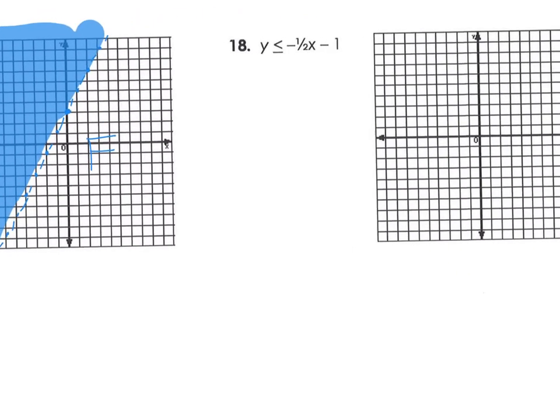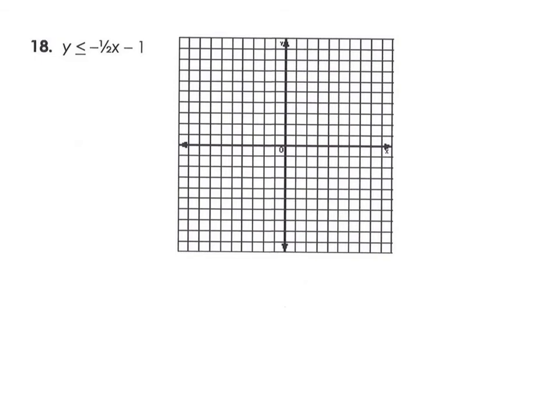Let's take a look at number 18. Number 18 is also already in slope-intercept form. I'm going to start by putting my y-intercept, which is right here, as negative 1. And then I'm going to do my slope, which is negative 1/2. Which means I'm going to go down 1 to the right 2, down 1 to the right 2, or up 1 to the left 2. And then because this one is less than or equal to, this one is going to be a solid line. So make sure that I connect my dots here and make a straight line.